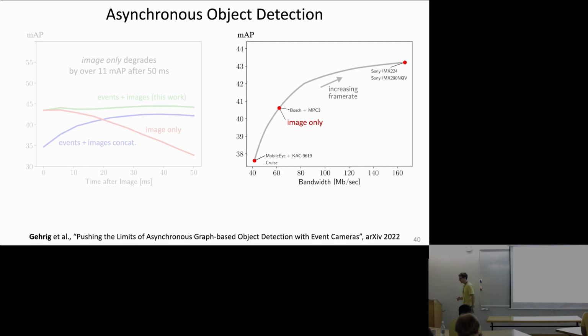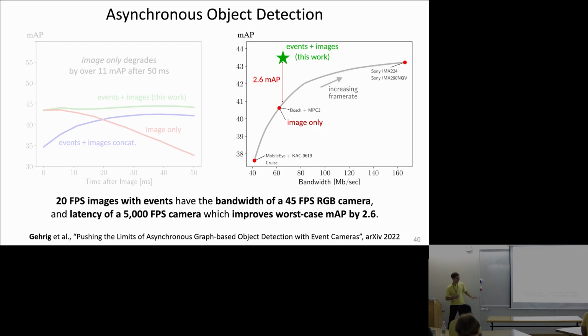So the reason why I now show bandwidth instead of latency is because we can plot our event plus image hybrid setup into this same plot and figure out how much we are improving on frame-based methods if we consider the same bandwidth. And this plot suggests that a combination of 20 FPS images plus events behaves similarly to a 45 FPS camera in terms of bandwidth, but has the latency of a 5000 FPS camera. And this means that we can improve the worst case by a significant margin.